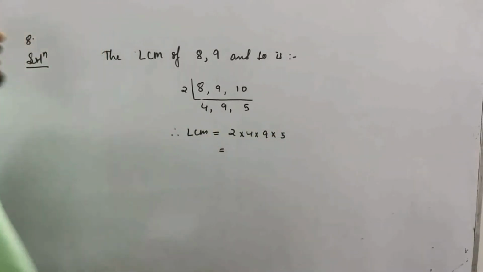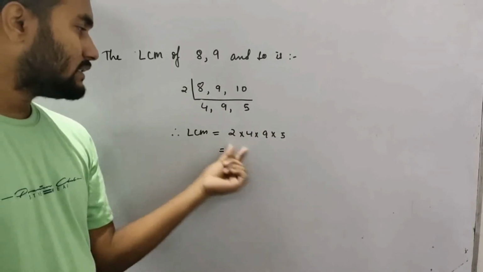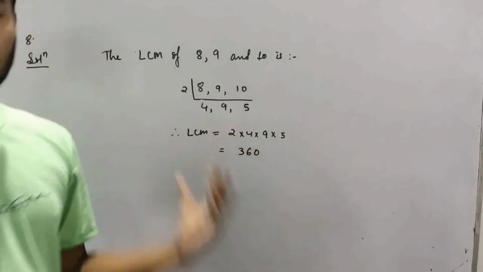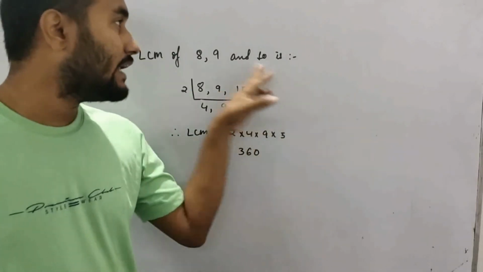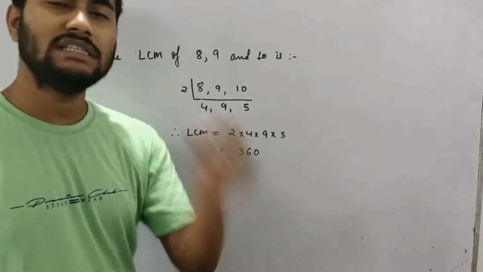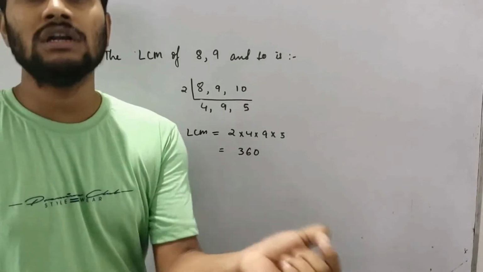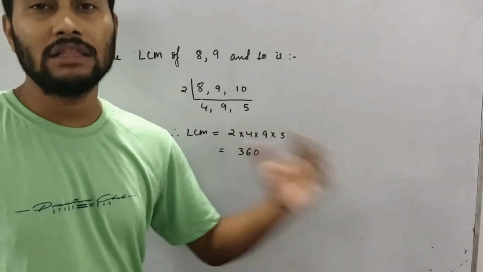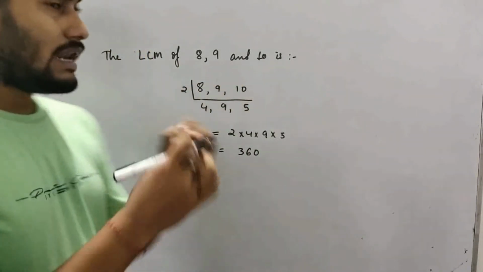So 9 fours are 36, and 36 tens are 360. So 360 is the least number which is divisible by 8, 9 and 10. But it is not a perfect square. 360 is never a perfect square. Why? Because in the end there is only one zero, an odd number of zeros. So this is not a perfect square. We have to make this one a perfect square. Understood? So now let us do the last part.